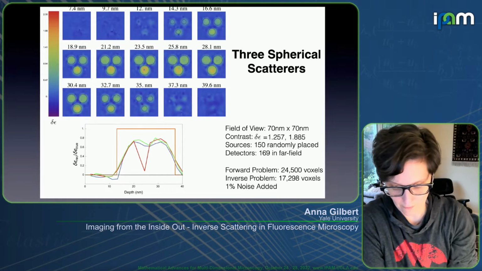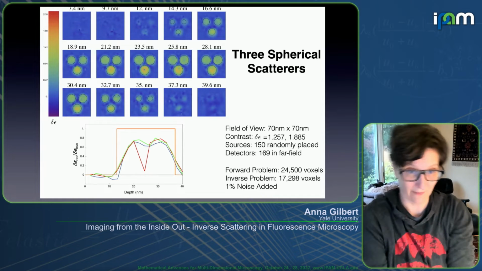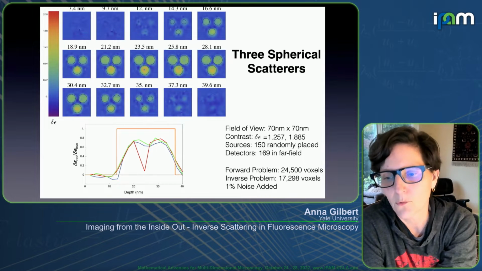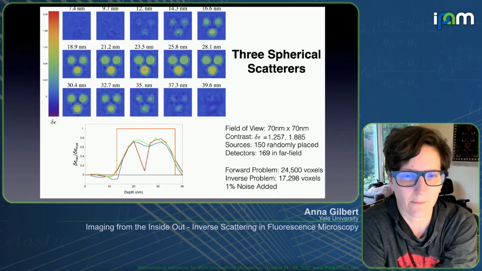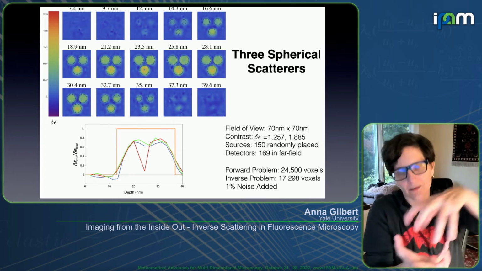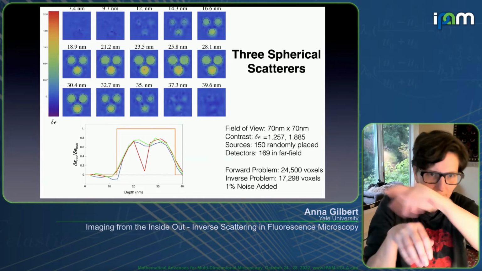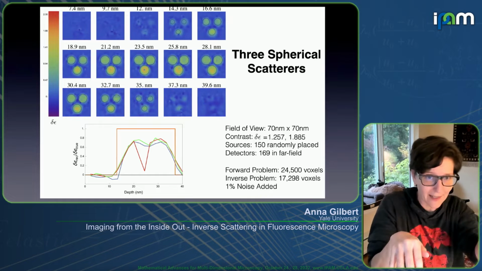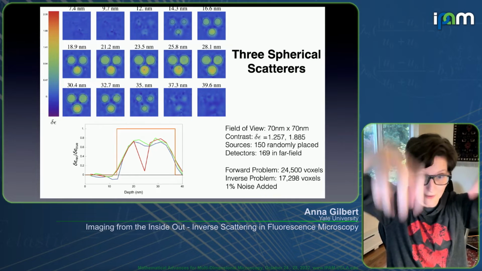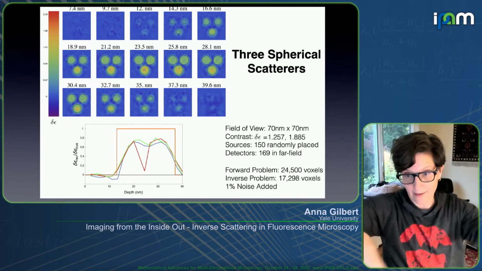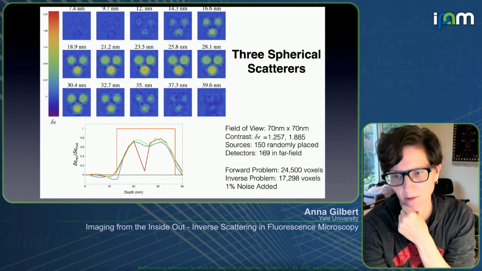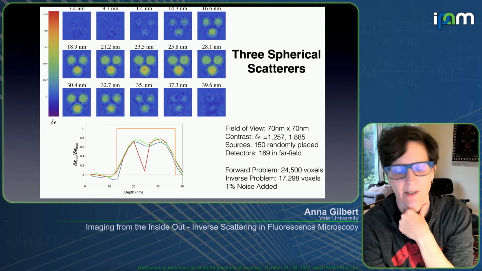Okay, we also ran this problem on 3 spherical scatterers to really get ideas of where this method works and where it breaks down and how it breaks down. So we've got 3 spherical scatterers, and each image here is a slice through the medium that's holding the 3 scatterers. And I've put all of the information about the setup of the experiment over here on the right.